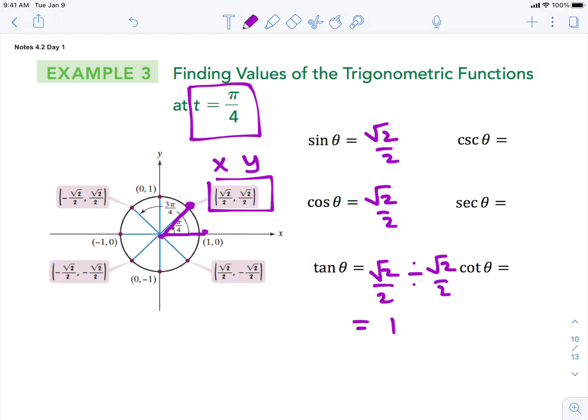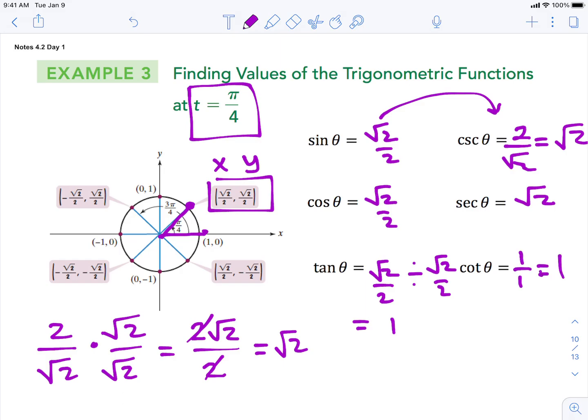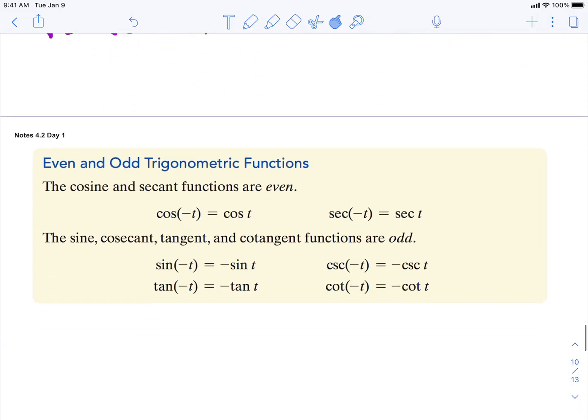Cosecant, we have to reciprocate. So we have 2 over the square root of 2. So I'm going to go off to the side here and simplify that. So 2 over the square root of 2, we have to rationalize it. So we multiply the numerator and the denominator by the square root of 2. Multiply across, and then cancel. So we get square root of 2. Well, this will be the same answer below. And then cotangent will also be the same, because 1 divided by 1 is 1. We'll stop there.